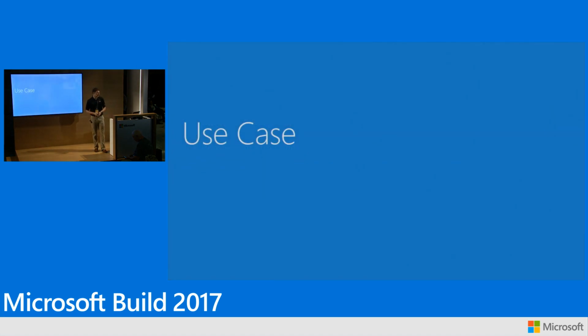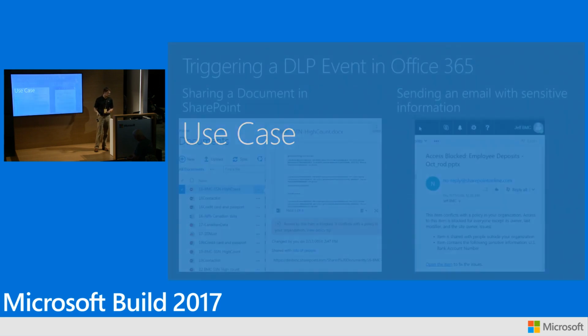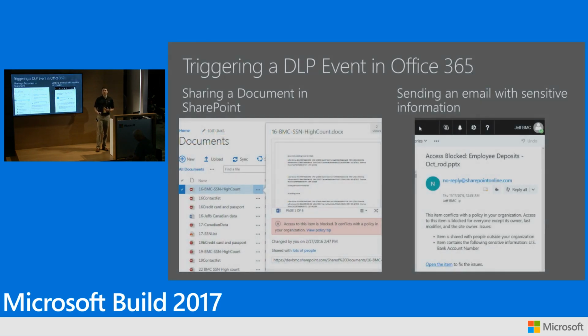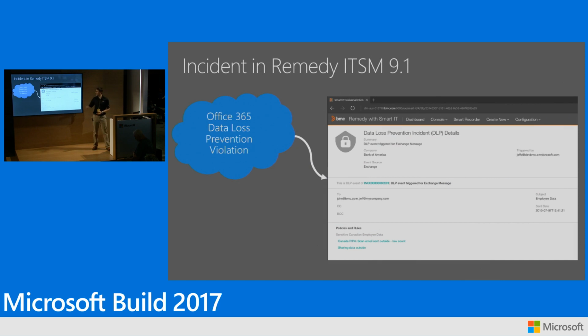So we'll just go through a quick use case of the flow of a DLP event to an incident. First off, you have to trigger a DLP event in Office 365. This can be done by sending an email with some sensitive information such as a social insurance number or credit card or anything you've defined in your DLP policy. Or you can share a document with that same information in SharePoint. Once that's done, we see we've got this nice Office 365 cloud here. It turns into an incident on the Remedy side.